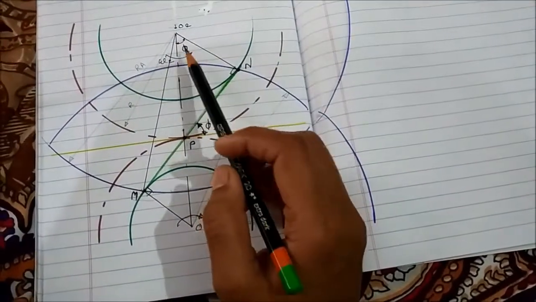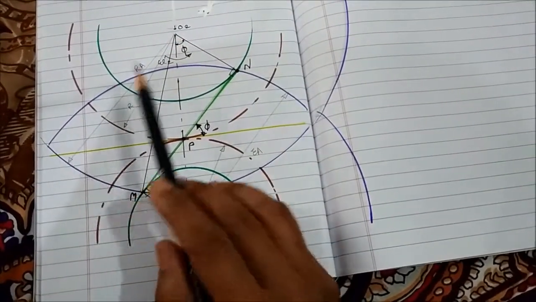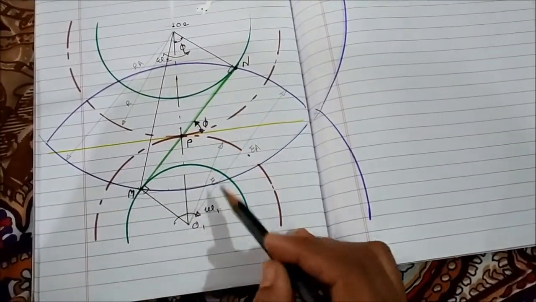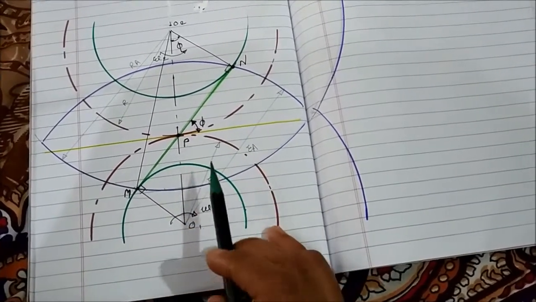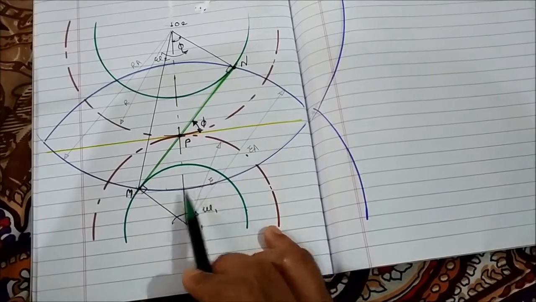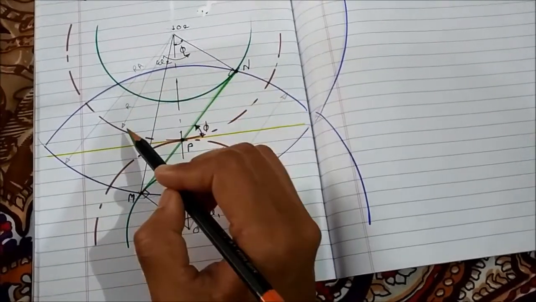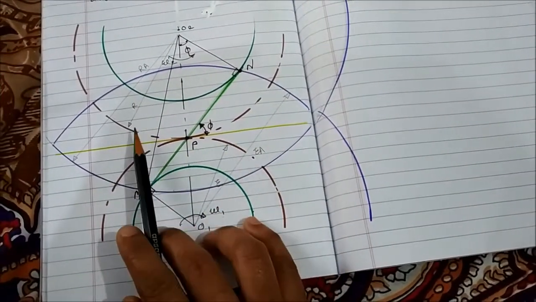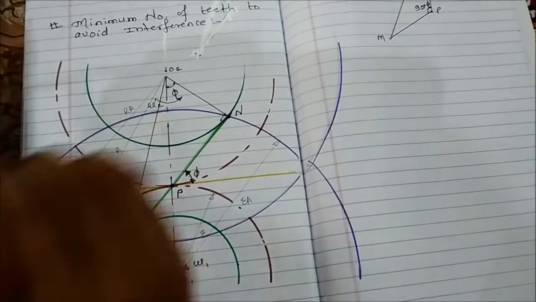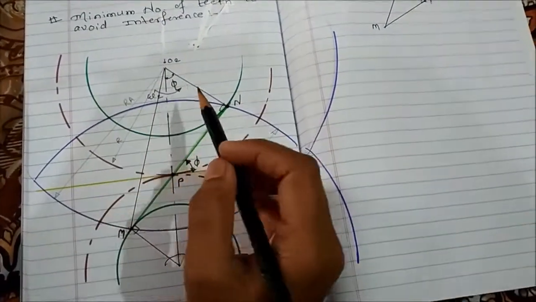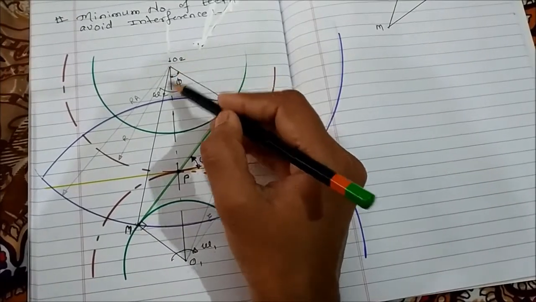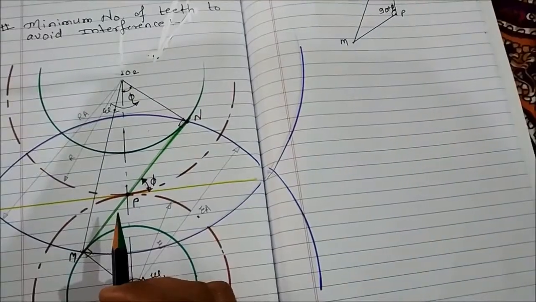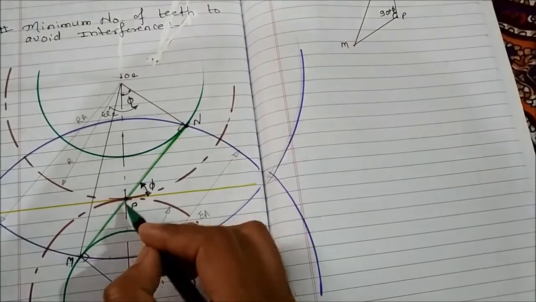So let us consider capital RA as the addendum radius of gear 2, and small ra as the addendum radius of gear 1. Small r is the pitch circle radius of gear 1, and capital R is the pitch circle radius of gear 2. Now to find the equation for the minimum number of teeth in order to avoid interference, join O2 with M and see the triangle O2PM.